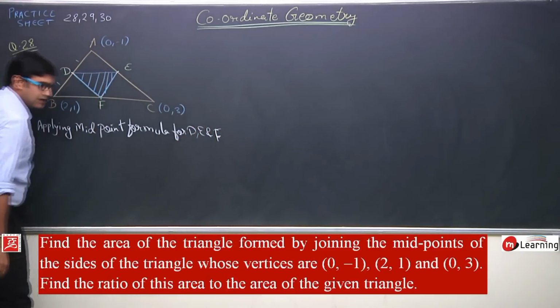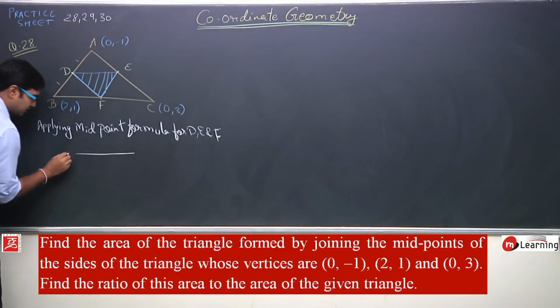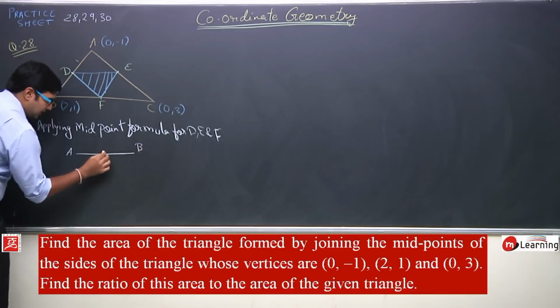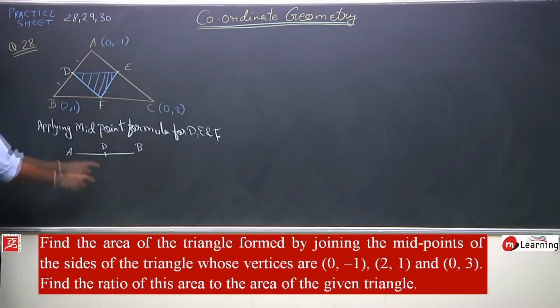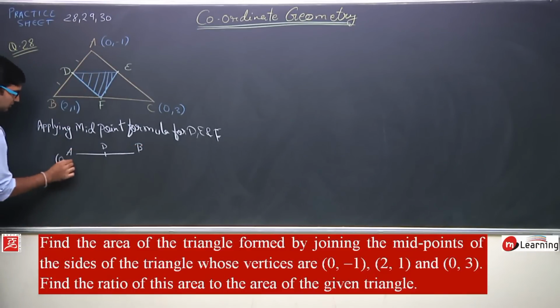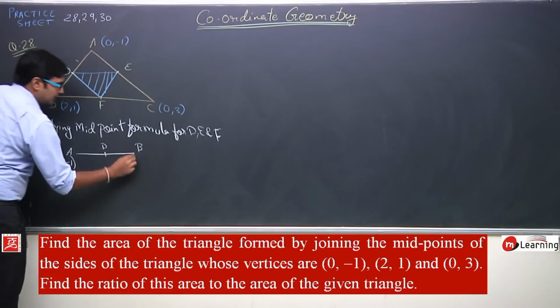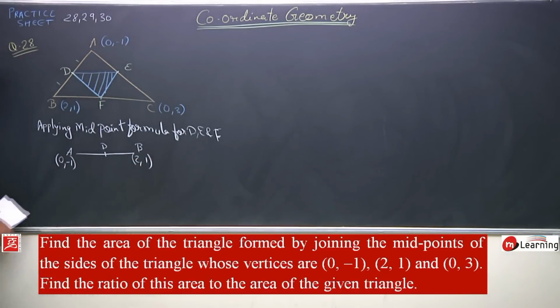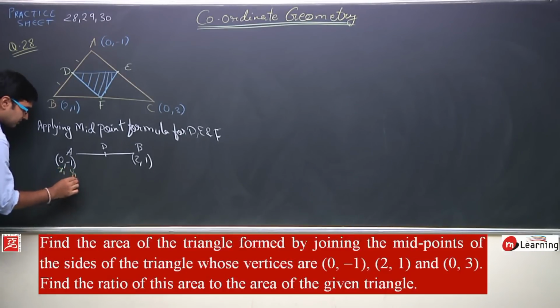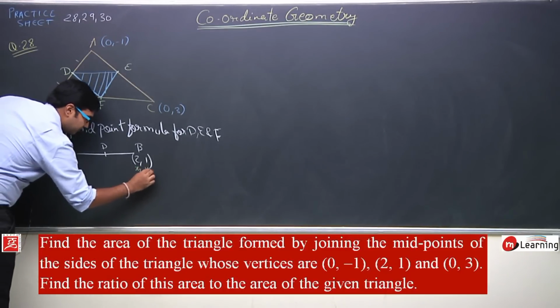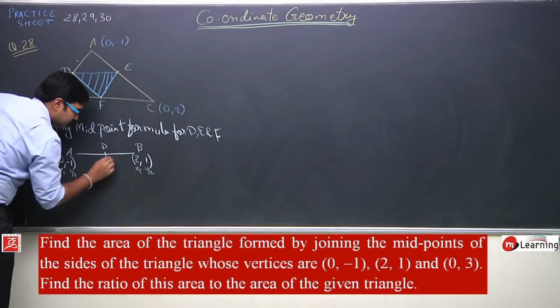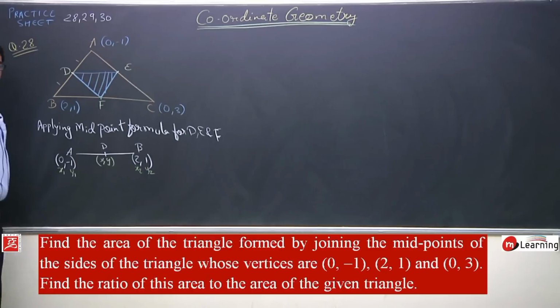For D, E and F, you can see that this is AB and this point is D. You have the coordinates of A as 0, -1 and coordinates of B as 2, 1. So let us say this is x1, y1, this is x2, y2, this is x, y. So I can calculate the coordinates of D.